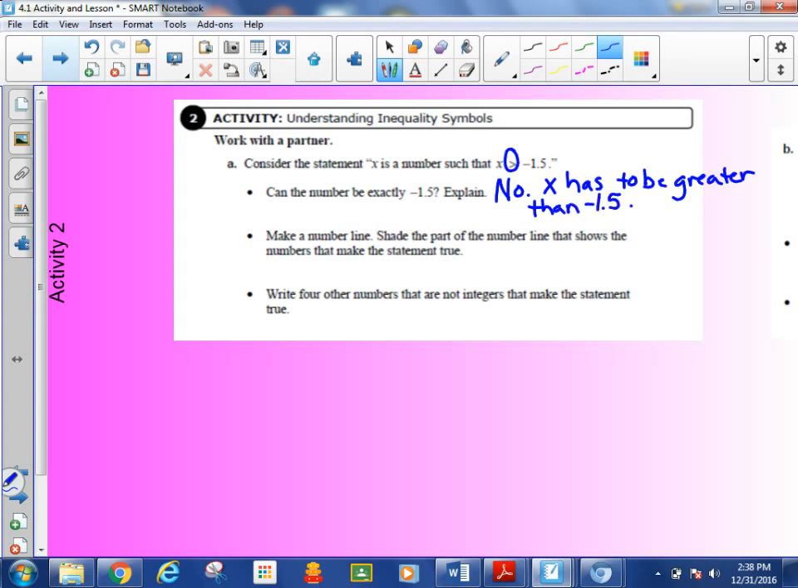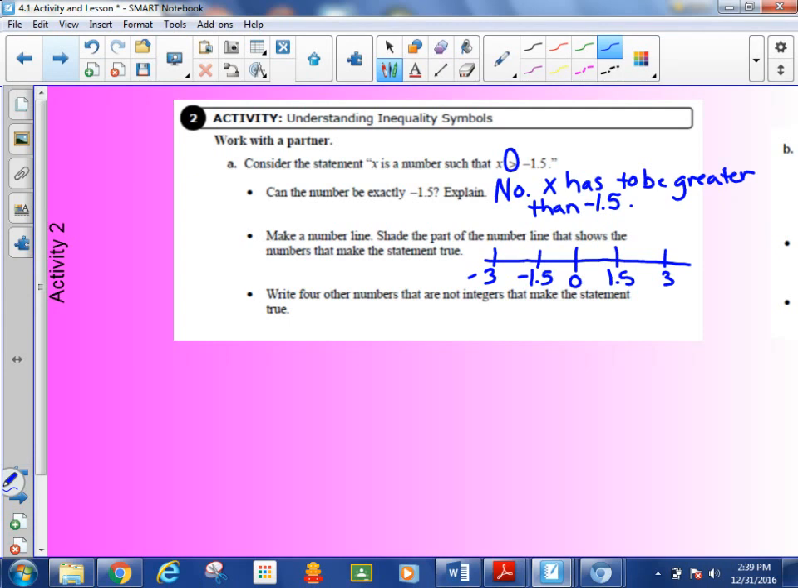Okay, it says make a number line, shade the part of the number line that shows the numbers that make the statement true. Okay, so a number line, let's see. We need to have 1.5 on there. So I'll do negative 1.5, maybe 3. And that's a negative 3, sorry. We'll do a positive 1.5 and a positive 3. So as long as you've got your numbers in the right order, it really doesn't matter which numbers you choose to put on your number line.